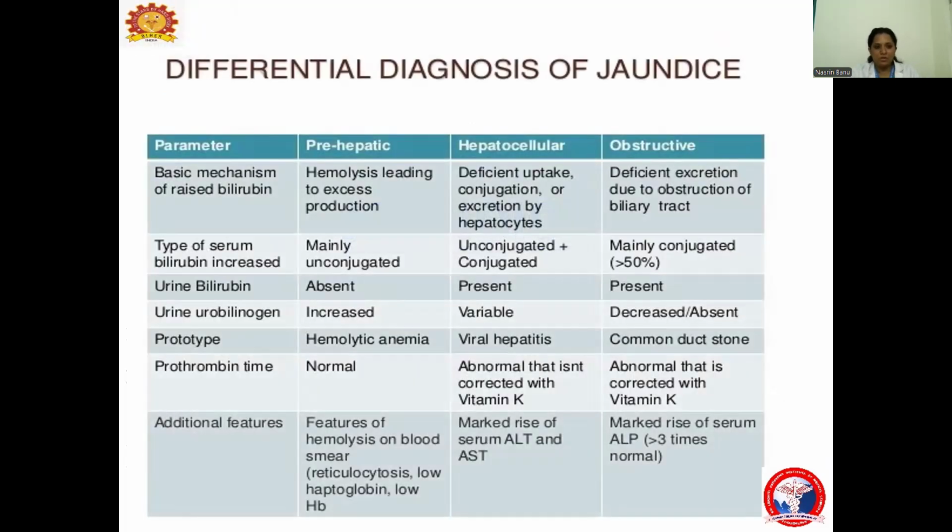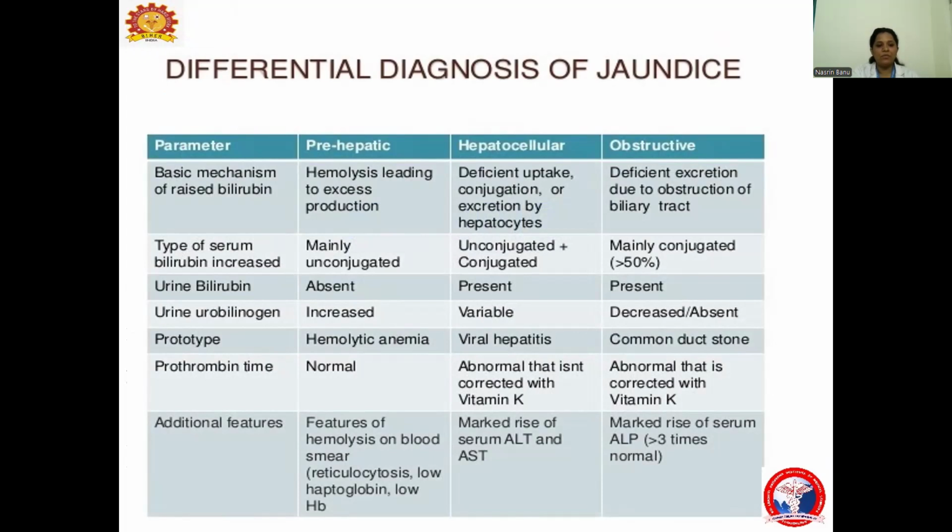So, talking about jaundice, the differential diagnosis of jaundice, it can either be prehepatic, or hepatic, or obstructive. The basic mechanism of raised bilirubin in prehepatic is hemolysis. In hepatocellular, it is because of deficient uptake, conjugation or excretion by the hepatocytes. Whereas in obstruction, it is due to deficient excretion due to obstruction of the biliary tract.